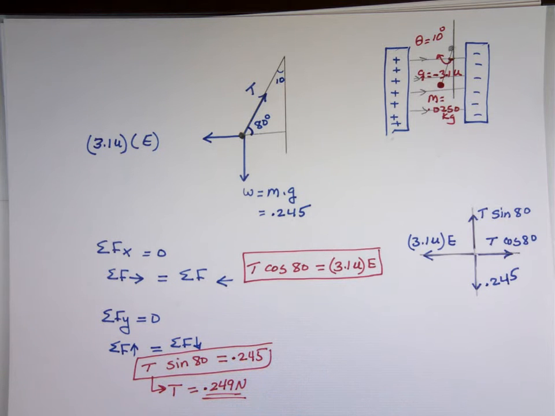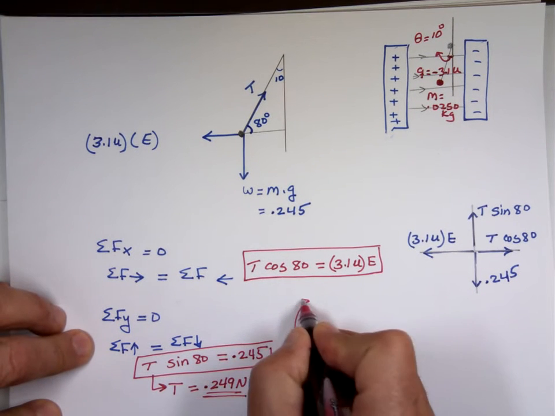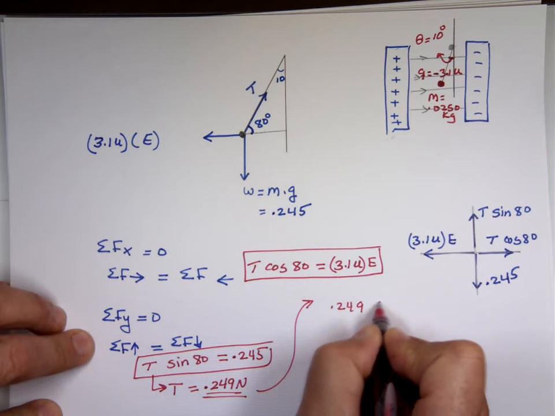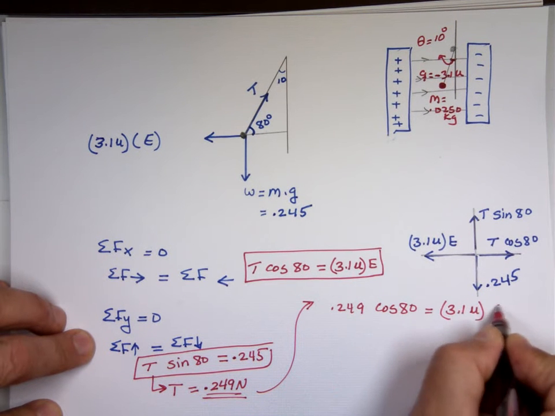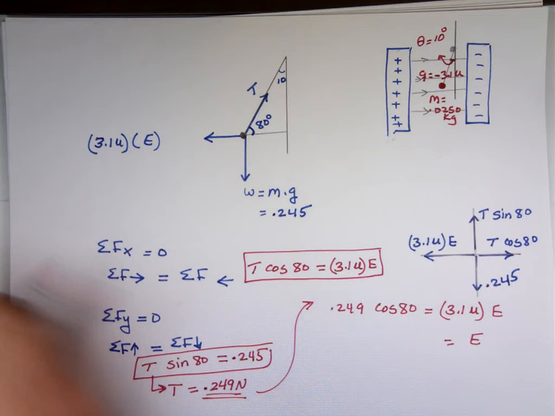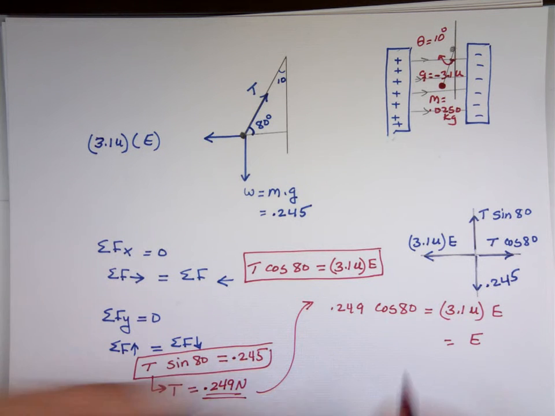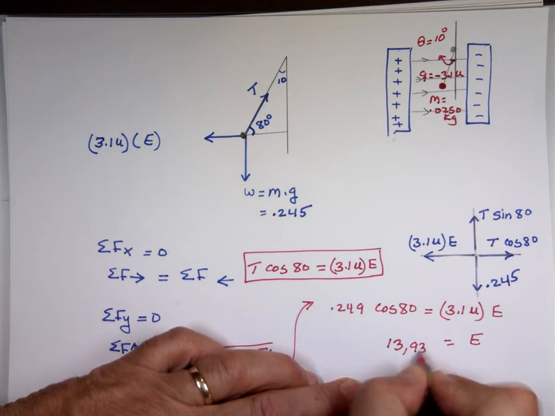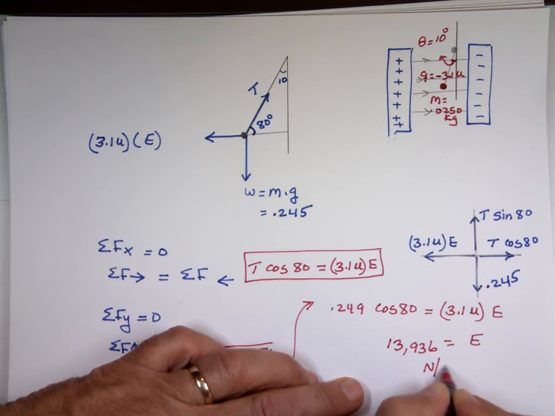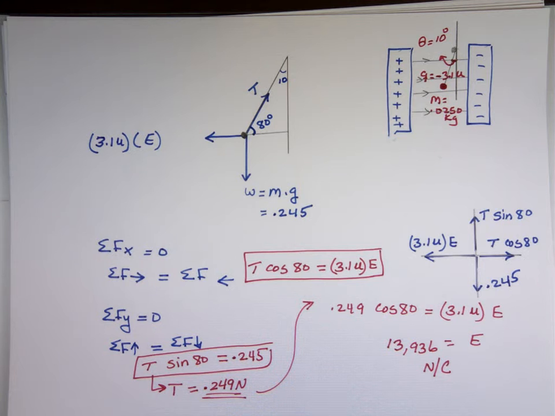If I know T, can I find the electric field? Go back to that one. 0.249 cosine of 80 equals 3.1 micro times E. E equals, let's see, 13,936. Again, Newton per Coulomb. If you take a 1 Coulomb charge and hang it right there, that's how much that force will be.